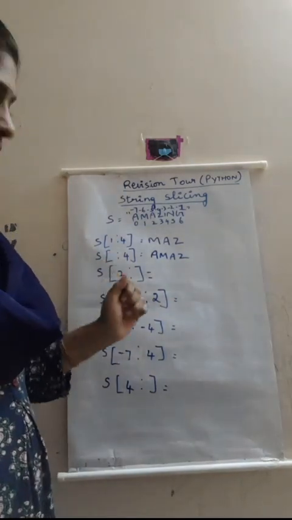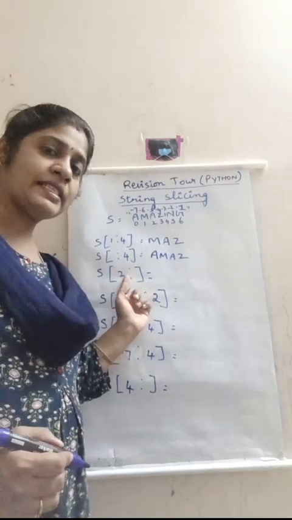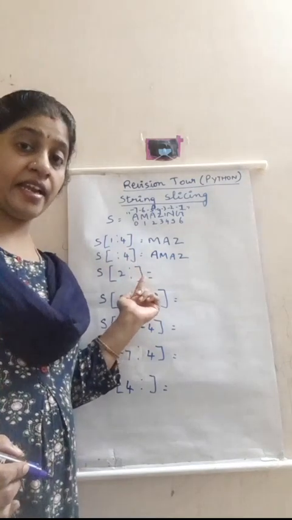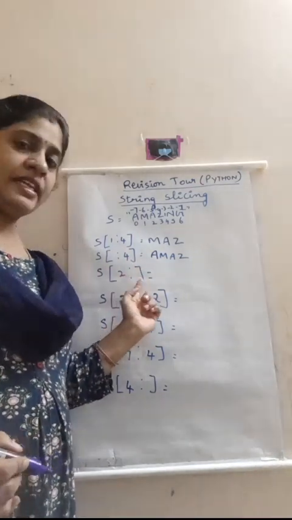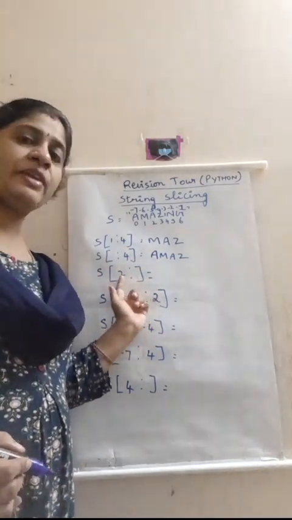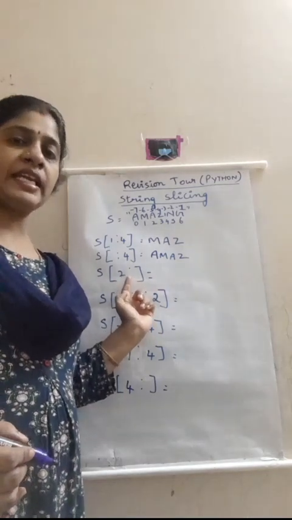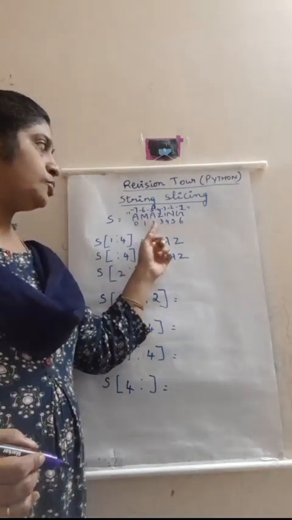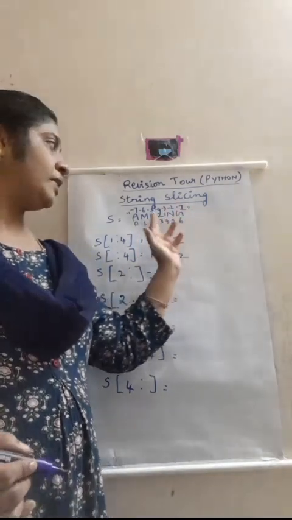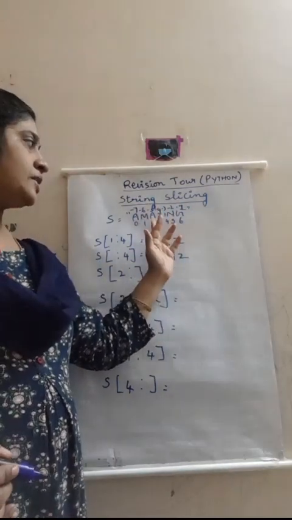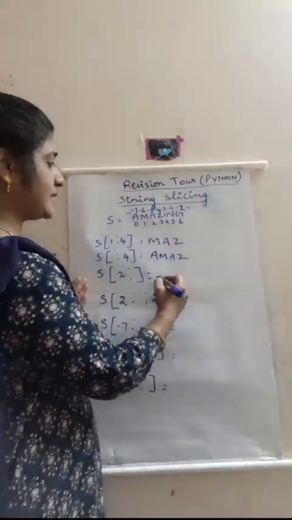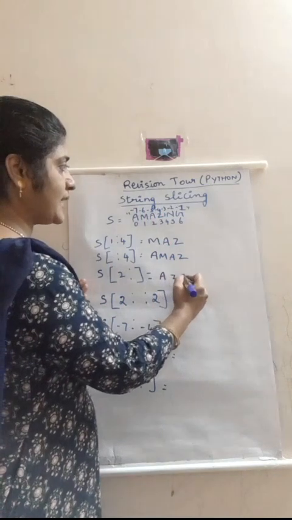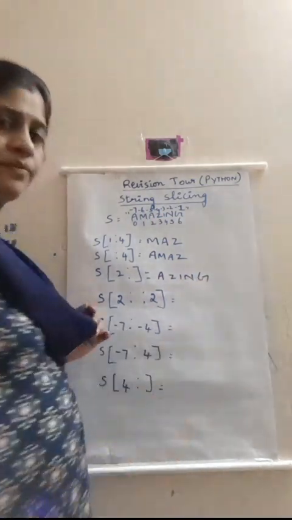And here in this case, I have not specified the end index. I have specified only the starting index. So it will start from 2 and display the rest of the string. So the answer in this case would be A Z I N G.